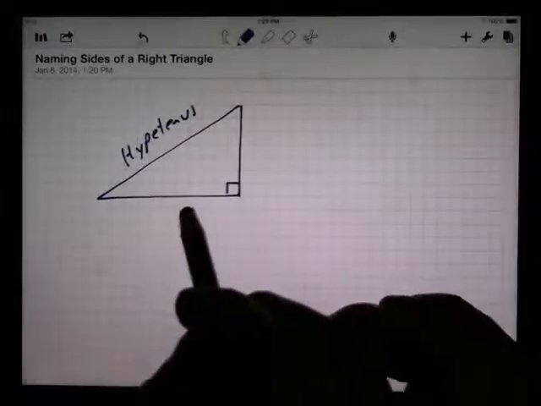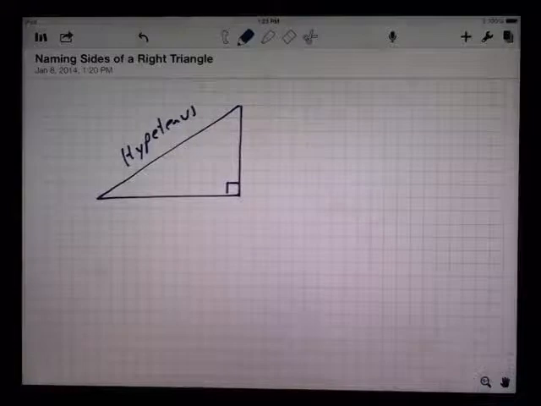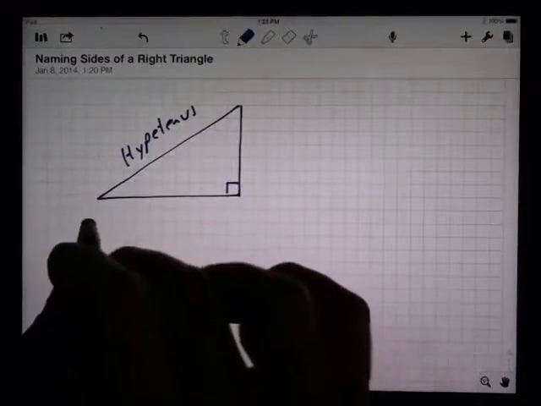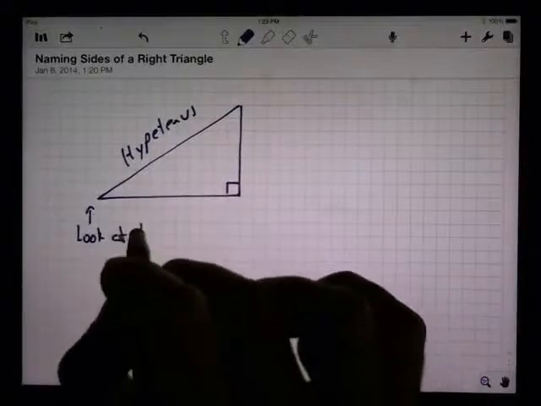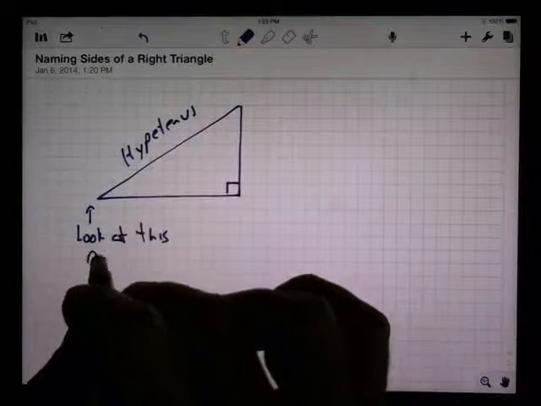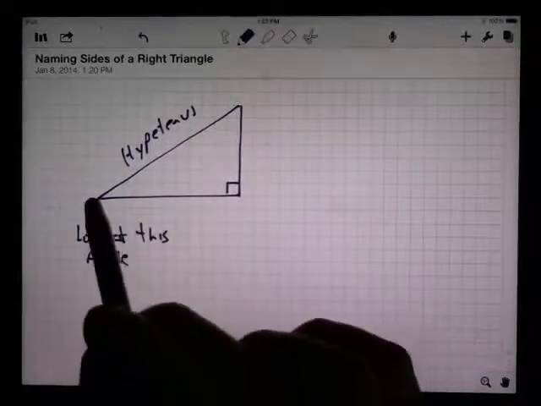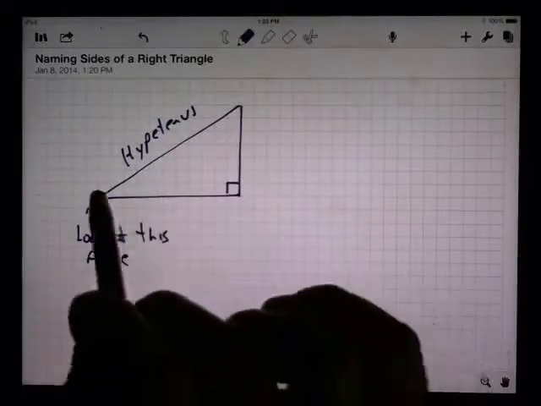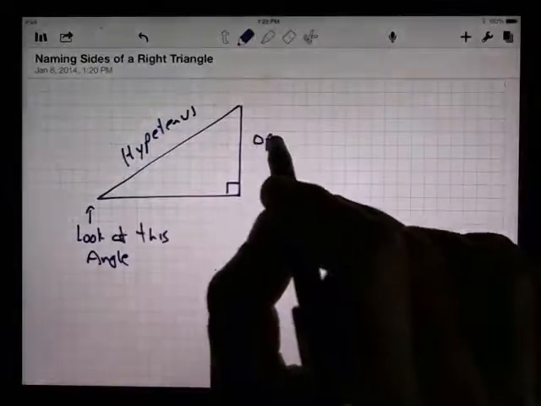Now the other two sides we're going to name in relationship to an angle. So for instance, if I look at this angle right here, then the two sides have a relationship to that angle. In particular, the side way over here is on the opposite side of the triangle. This is now called the opposite side.